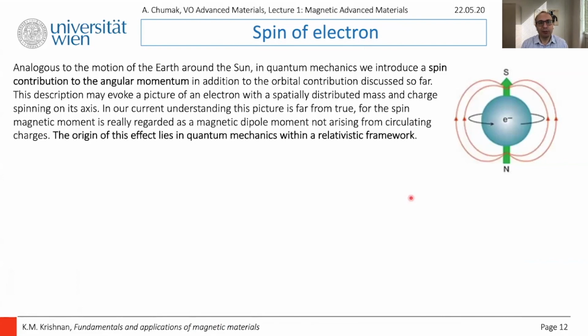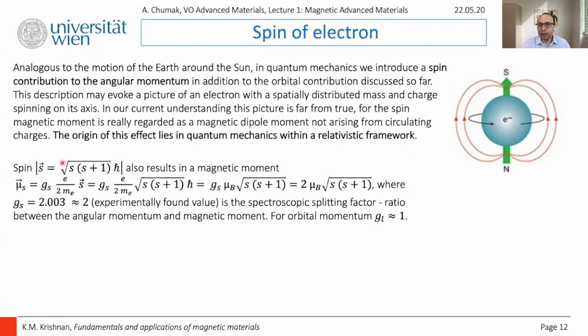Nevertheless, to get it easier, you can imagine it as follows: orbital momentum is like the motion of the Earth around the Sun, and spin momentum is the rotation of the Earth itself. So the Earth rotating creates a spin. Pretty often you can find this kind of picture, where the electron is a sphere with distributed charge that rotates and creates a current loop, like we have seen in the previous case. Nevertheless, we keep in mind that the origin of this effect lies in quantum mechanics within a relativistic framework. So this picture is not physically wrong. It just helps you to understand.